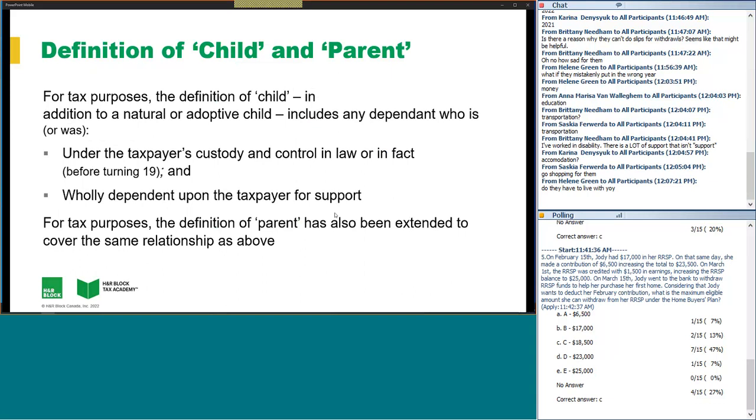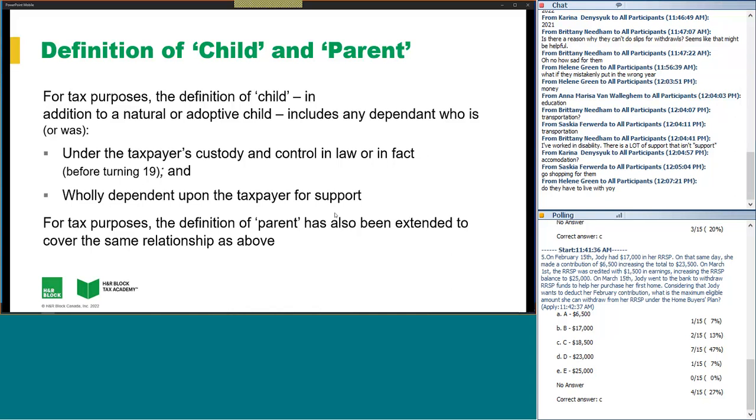It doesn't have to be a legal custody situation. It can just be a reality custody situation. Before they turned 19, and at the time, they were wholly dependent on you for support. Wholly dependent means you paid for all of their necessities of life. Okay? So I'm going to give you an example because I think this is easier to understand if you can think about real-world situations.